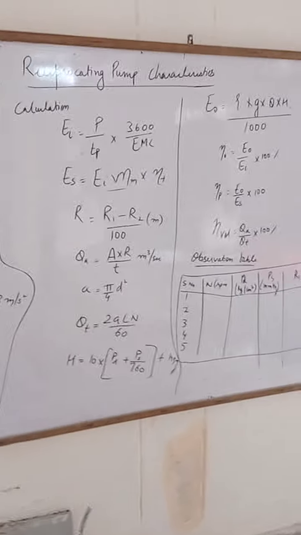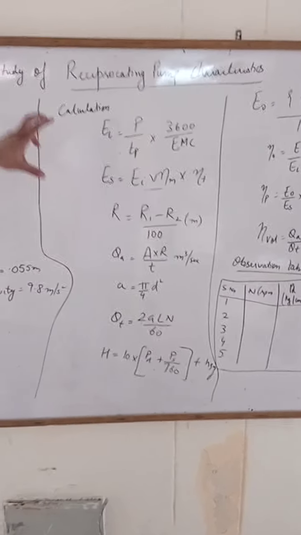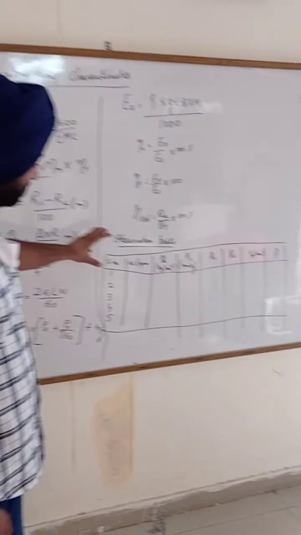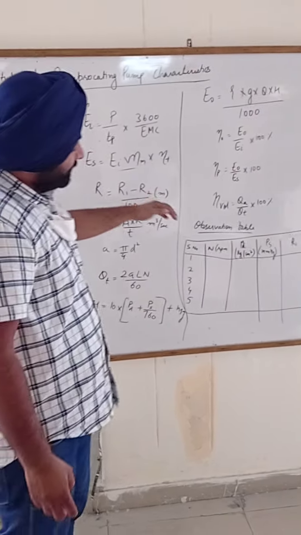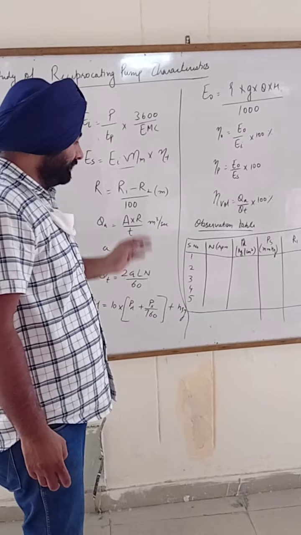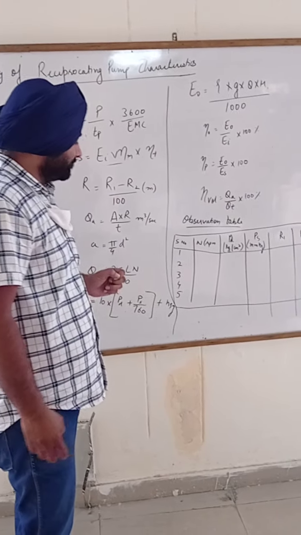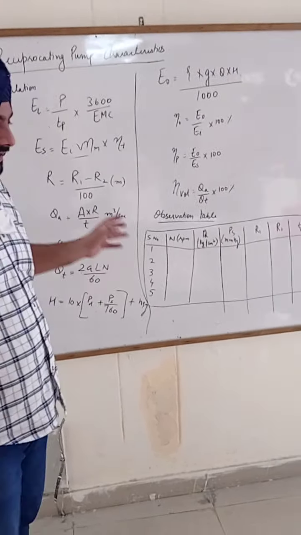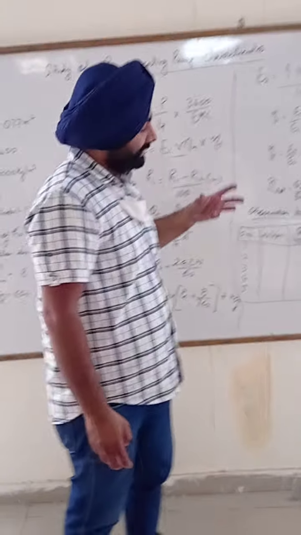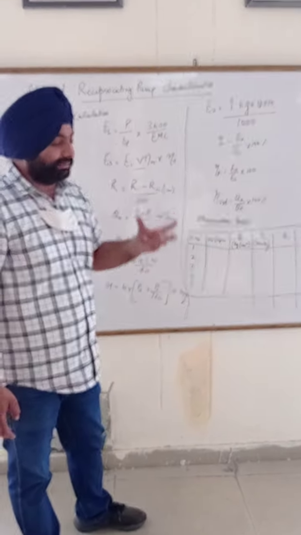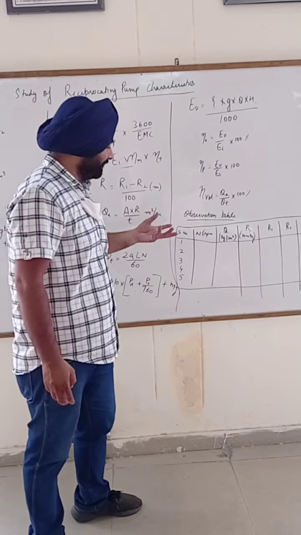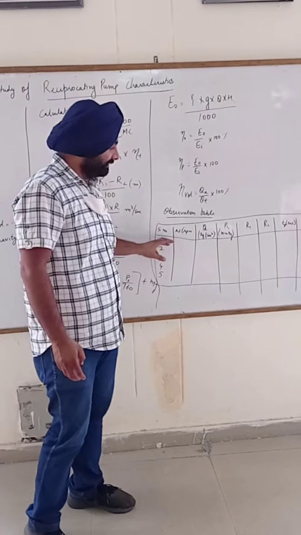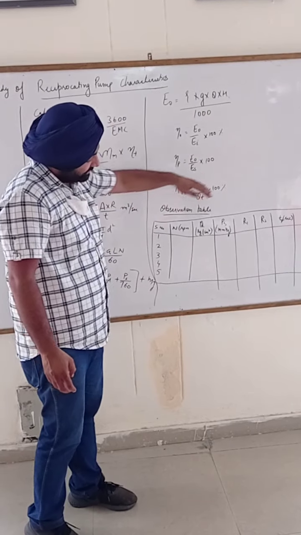Now, some of the calculations that are to be done I will tell you later. You must first concentrate on the observation table, what things you need to measure from this particular equipment to take the readings. Then we will discuss how to compare the efficiencies at a particular RPM. Let us start with the observation table.